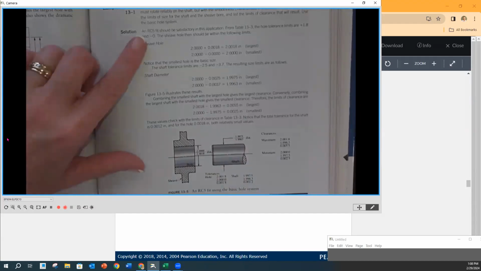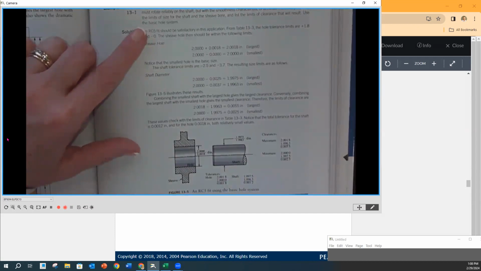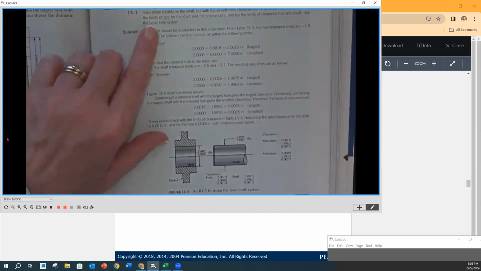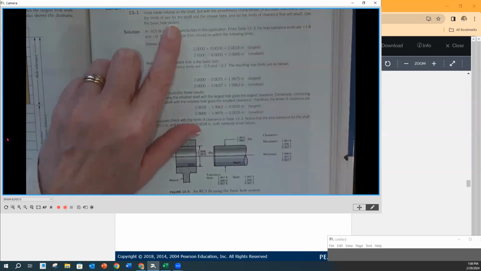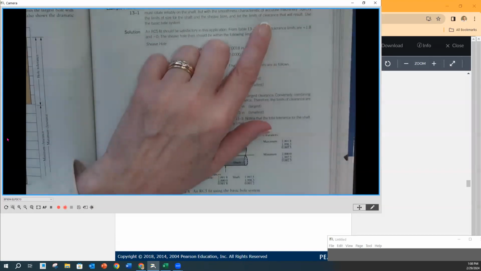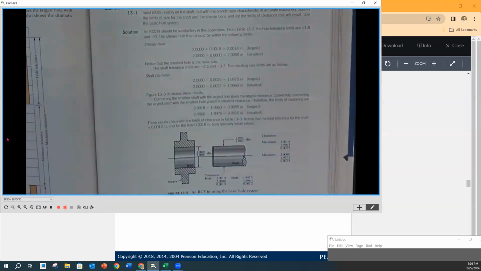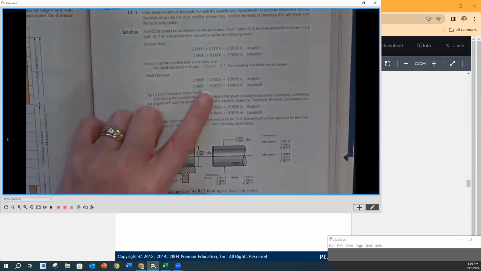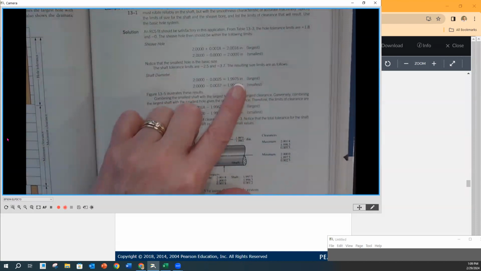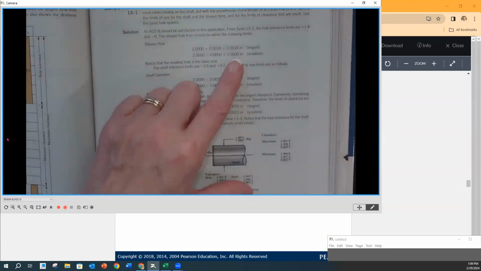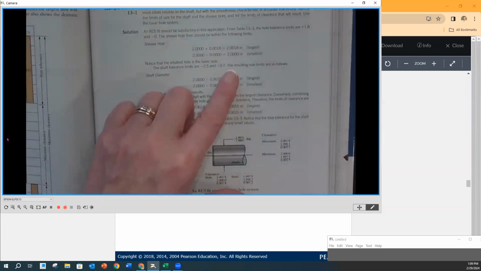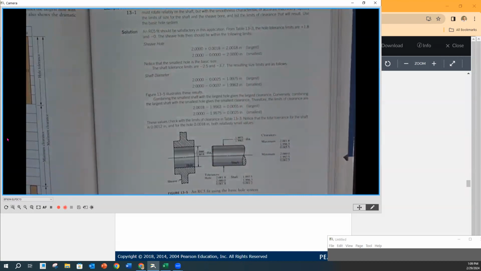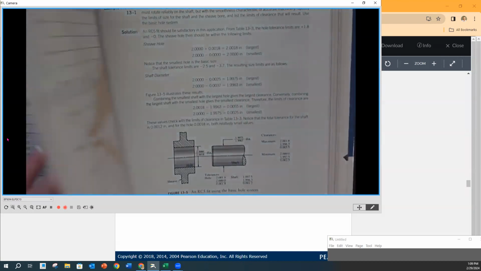Okay, now for the problem, they wanted to know, specify the sizes, the limits of size for the shaft and the bore, and also the limits of clearance. Okay, limits of clearance. So we could calculate that. We could calculate it by taking, for instance, the minimum clearance is going to be your largest shaft, and you're going to subtract it from your smallest hole. Your maximum clearance is going to be your smallest shaft subtracted from your largest hole. But the chart gives it to us, which is nice.